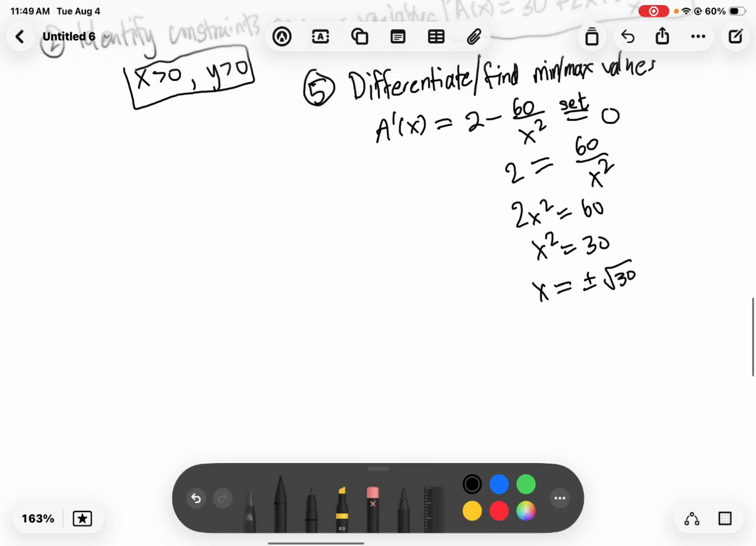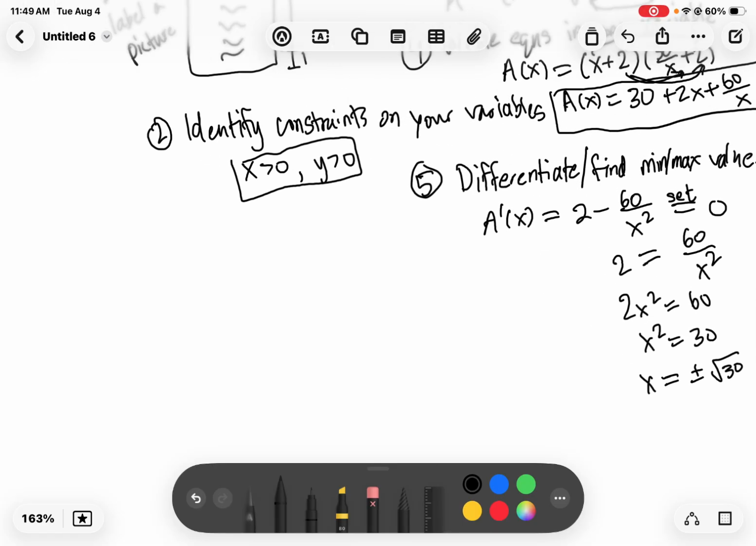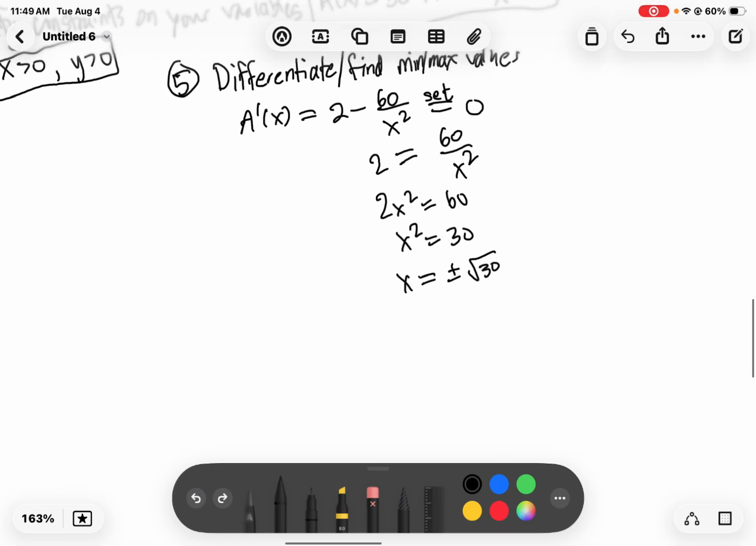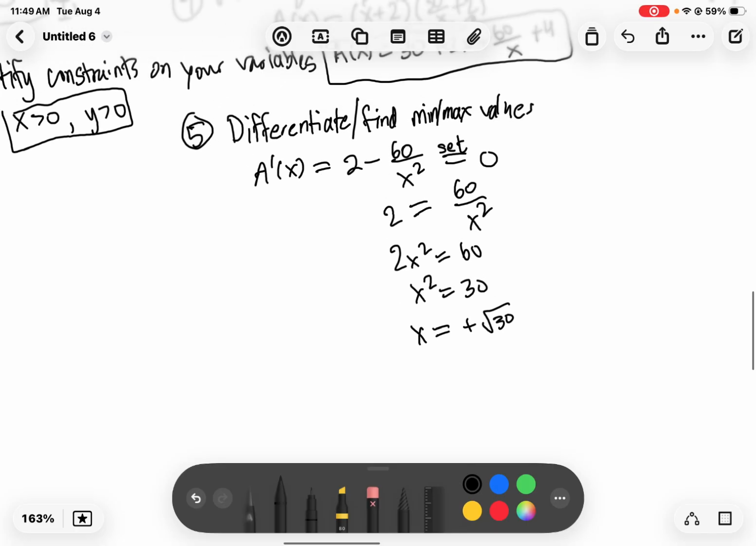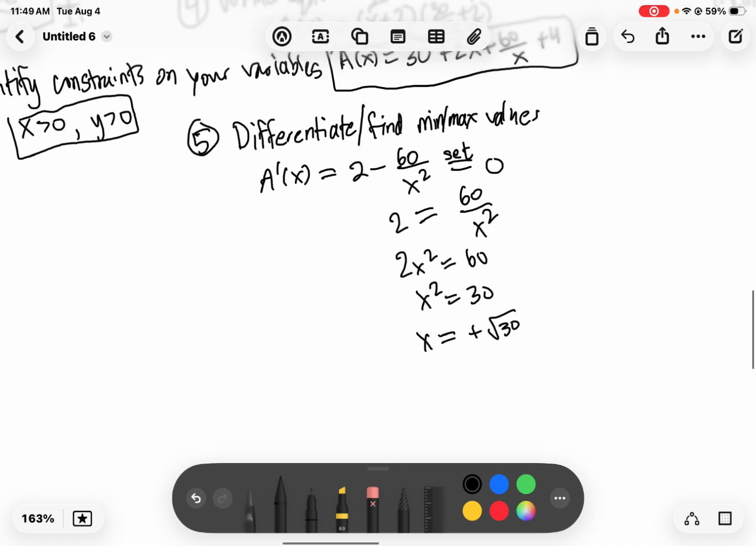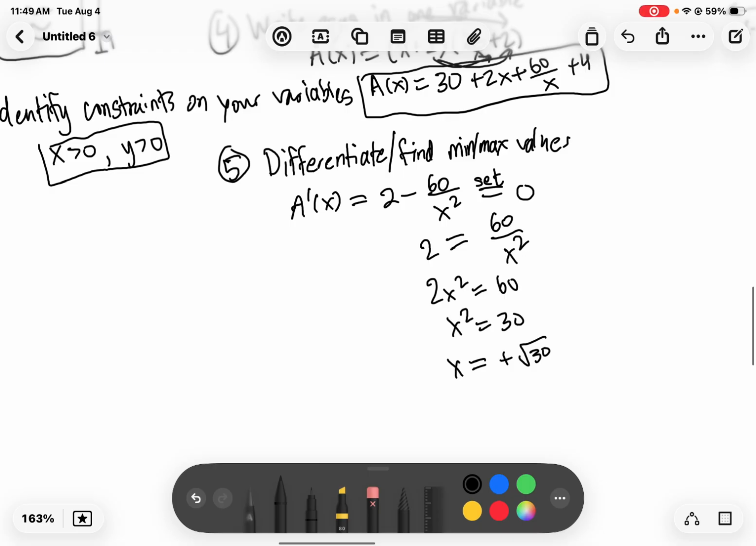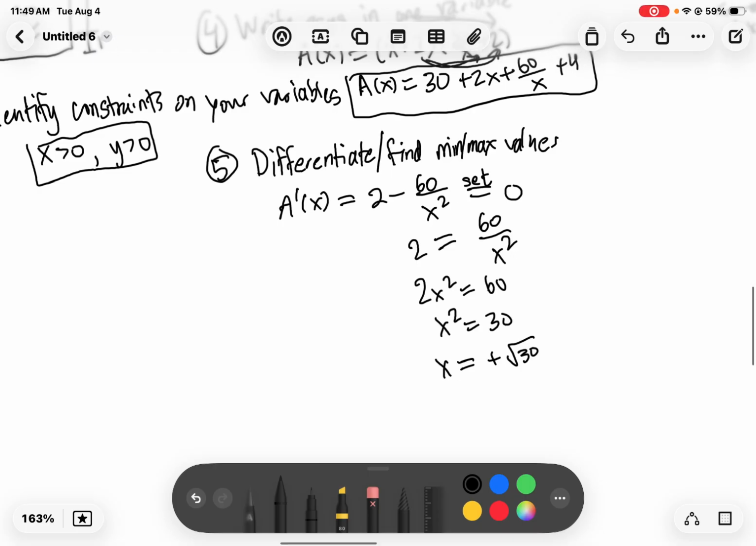But now this is when our constraints come in useful, because we know that x is greater than 0. So therefore, we only want the positive square root. All right, good. So now the only thing left to check is to make sure that at x equals square root of 30, our area function A of x actually does have a local minimum. Like I said, we're using the first derivative test.